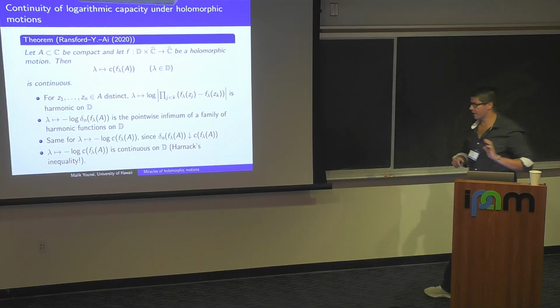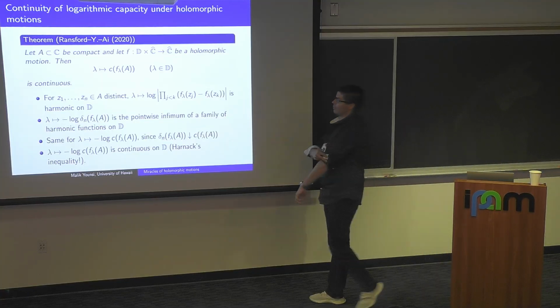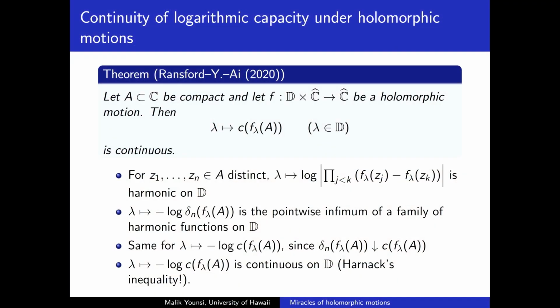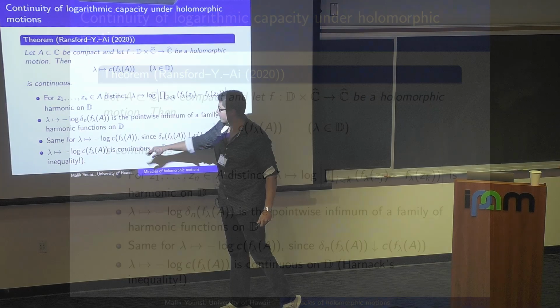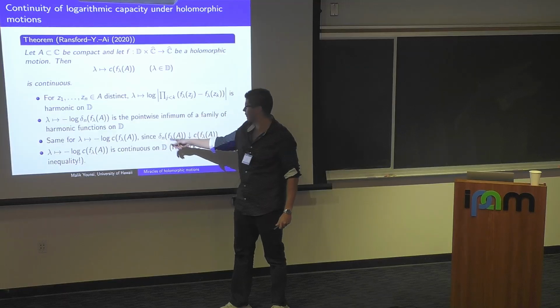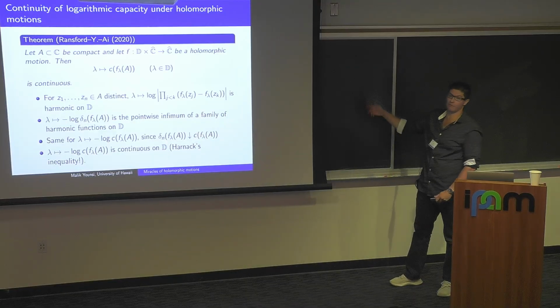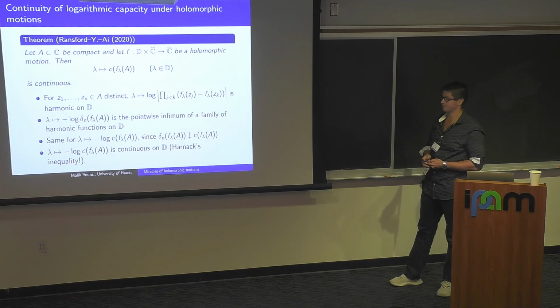So the precise details are not important. Just keep in mind that we wanted to study variation of something under holomorphic motions. And what we did is we deduced some information about the function by writing it as an infimum of harmonic functions. These are the inf harmonic functions that I mentioned. Okay?